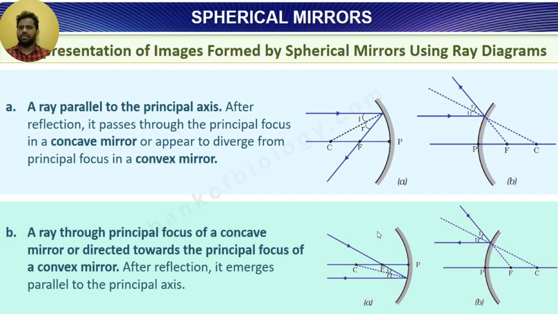So these two things we understood, that if a ray is parallel to the principal axis, upon striking the concave or convex mirror, it passes through the focus. And if a ray is passing through the principal focus of a concave mirror or is directed towards the principal focus of a convex mirror, after reflection it is emerging parallel to the principal axis.